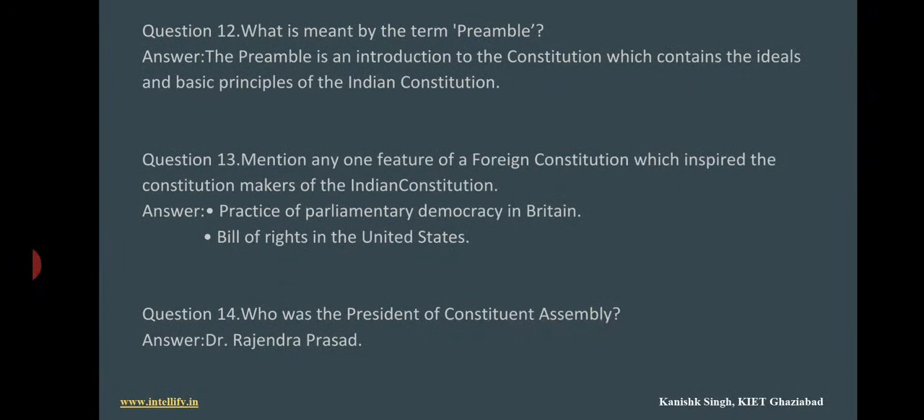Question number 14. Who was the president of Constituent Assembly? So the president of Constituent Assembly was Dr. Rajendra Prasad. So do not confuse Dr. Rajendra Prasad with Dr. Bhimrao Ambedkar. Bhimrao Ambedkar was the chairman of the drafting committee, and Rajendra Prasad was the president of Constituent Assembly, right? We will learn further about it in the next few slides.